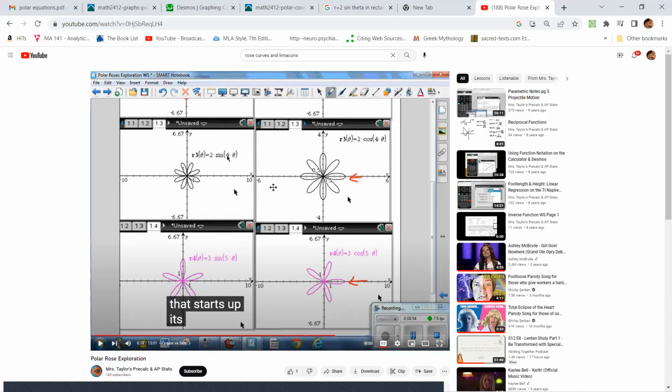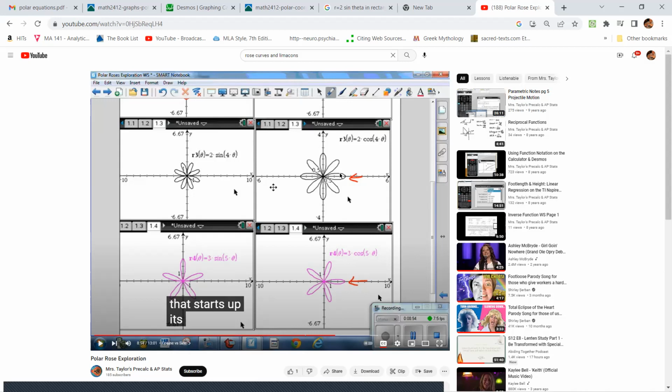What's the 4 doing for me? It gives you 8 petals, because 4 is even. Notice both of these have 8 petals. They both have 8 petals because 4 is even.